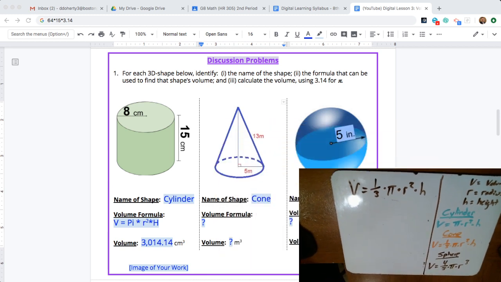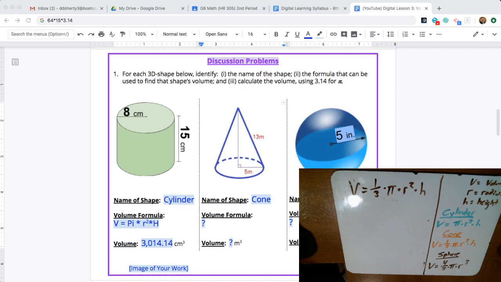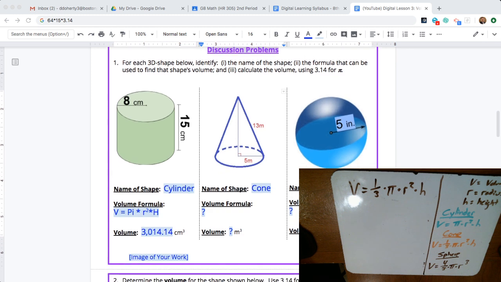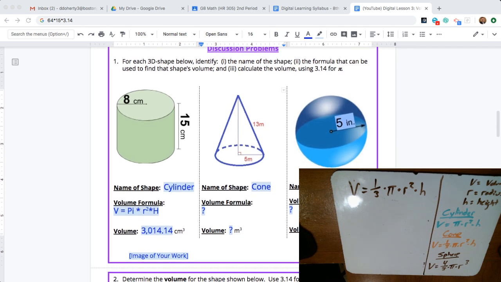So for this cone, our radius is 5. We have a radius of 5 meters on the cone. We have a slanted height of 13 meters on the cone. And the challenge for this problem is we need to recognize that if they've given us the slanted height and the cone formula asks for height, we're actually going to have to first use the Pythagorean theorem to find the missing side length there.